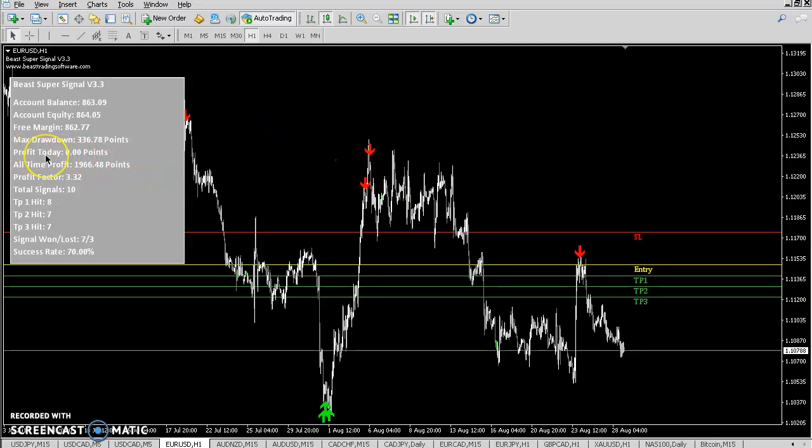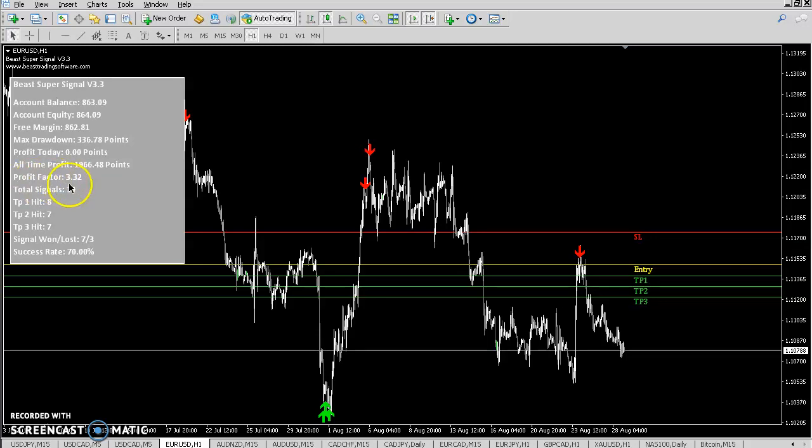The next is profit today. If there had been any signals today in profit, it would show there. I will show you in some other charts. Then all-time profit is showing the amount of pips that you would have made based on the last 1000 bars. So in this case, on EURUSD on H1, for the last 1000 bars, for the last amount of signals that we've had on the chart, which is 10 signals, we've profited 196 pips, which isn't too bad actually. 196 pips on 10 signals, that's an average of nearly 20 pips per signal.